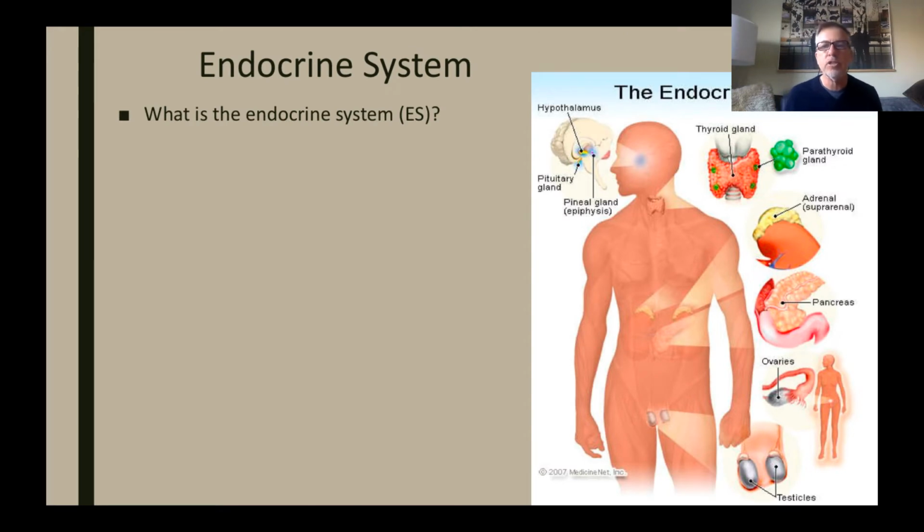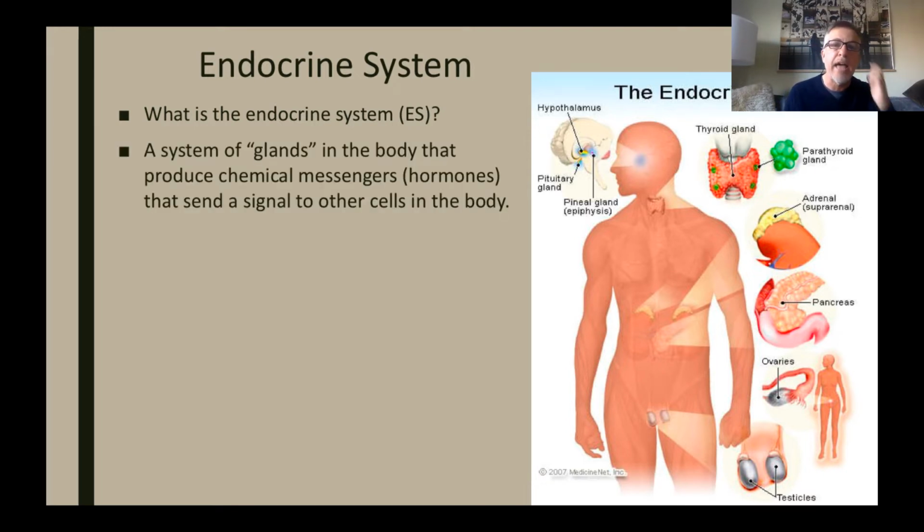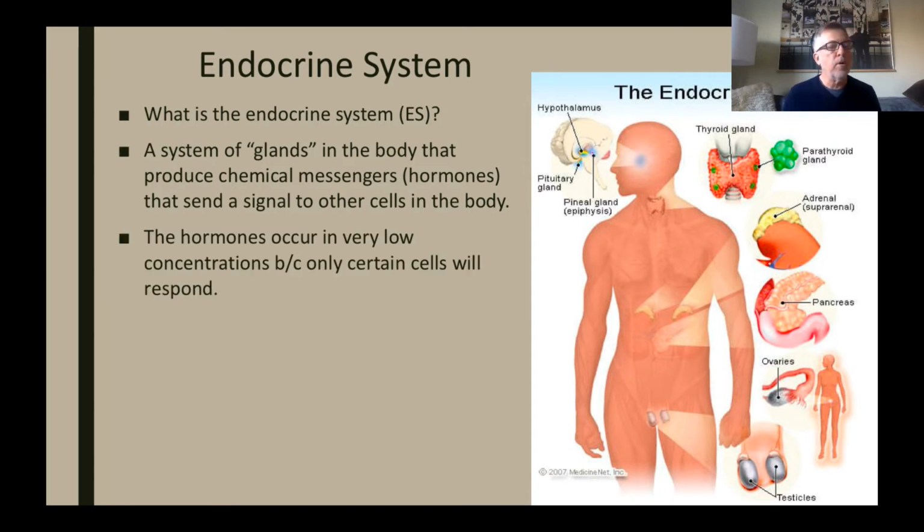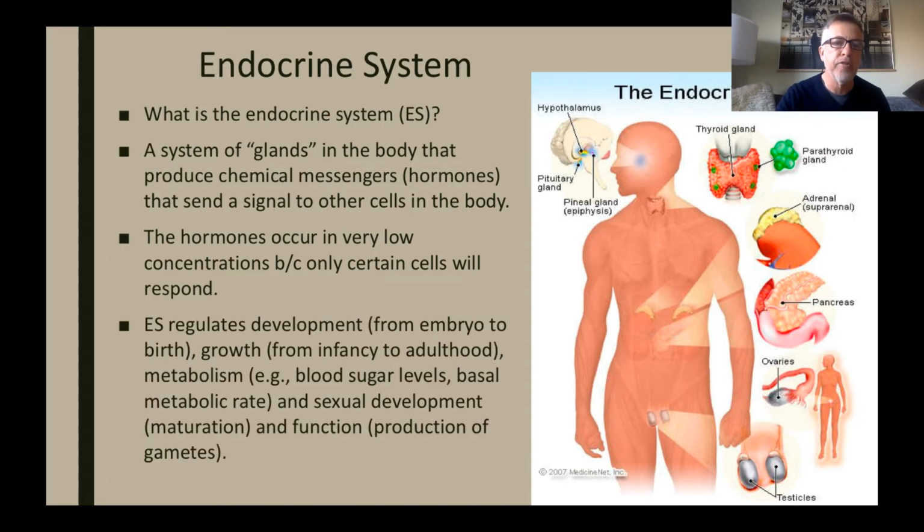What is the endocrine system? Well, here I've got a picture of some of the components of the endocrine system. The endocrine system is a system of glands in the body that produce chemical messengers, and those messengers are known as hormones, and they travel through the bloodstream to other parts of the body, and they signal certain other cells to do something. Hormones occur in very low concentrations in the body because only certain cells will respond to them, and those cells have receptors that recognize those hormones. So they do not need to be around in high concentrations.